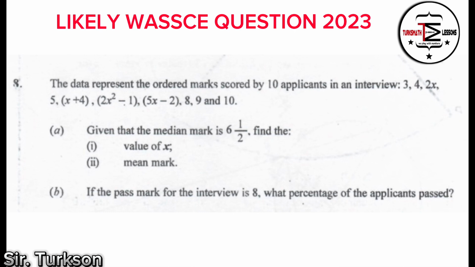Now, let's go to the question given. A. Given that the median mark is 6½, find, Roman number 1, the value of x; Roman number 2, the mean mark. Now we have the B part, which says that if the pass mark for the interview is 8, what percentage of the applicants passed?